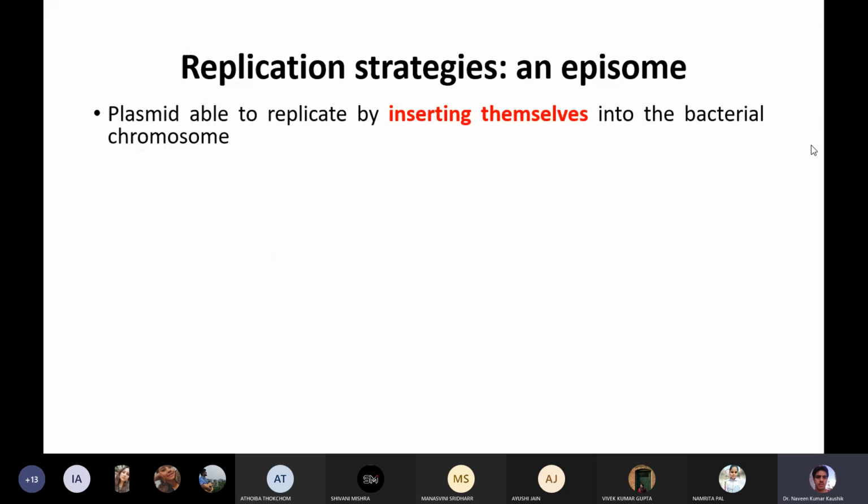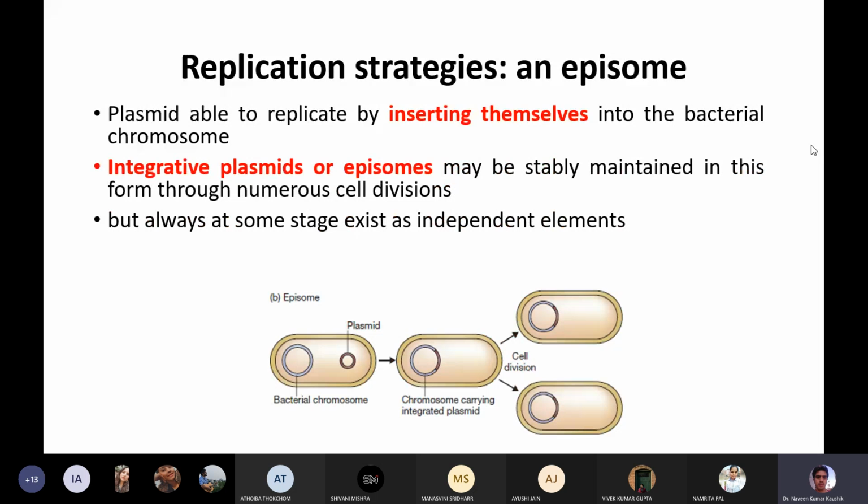Next is the replication strategy in episomes. So what is an episome? Episomes are plasmids that can integrate, transferring some of their part to your chromosomal DNA. They insert themselves into bacterial chromosomes, integrate the plasmid to form an episome, are stably maintained through numerous cell divisions, and can then exit your cells also. So both types of things are there in one. You have the independent one, plus the plasmids are also independent in nature. And if they wish to insert, they are going to integrate.